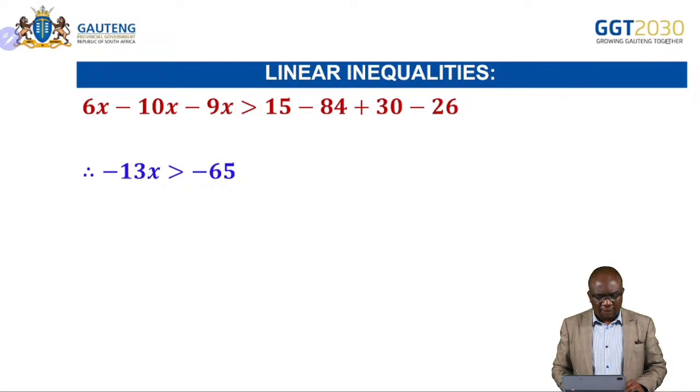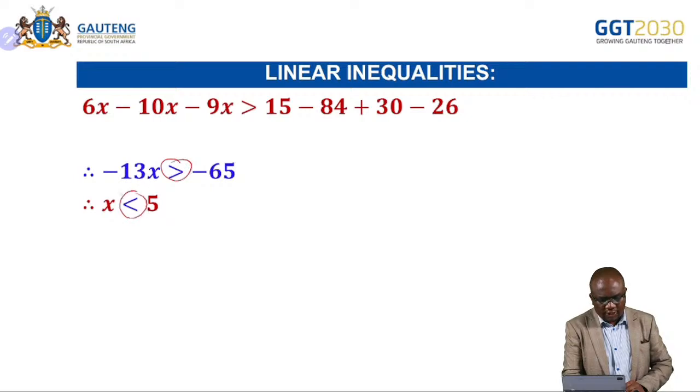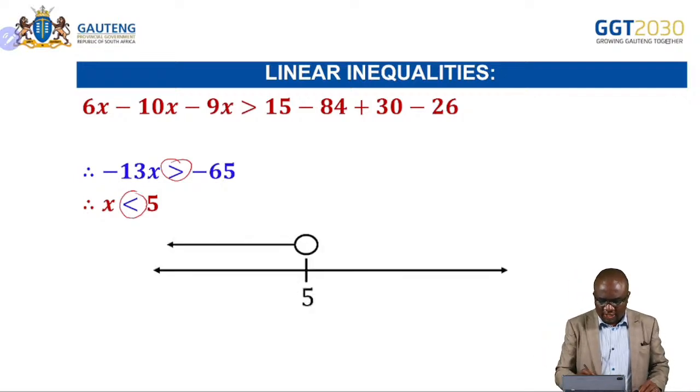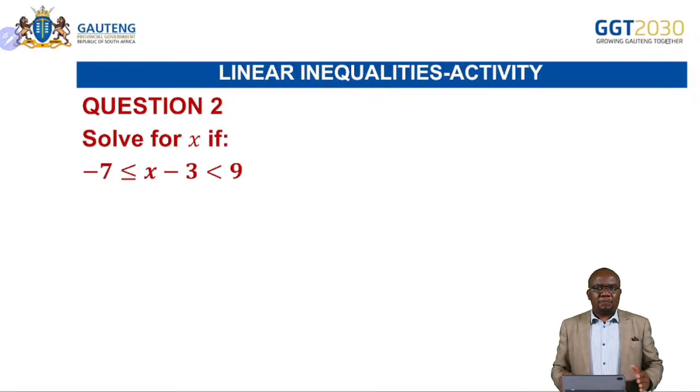So what we do here, the sign changes. Okay, it's not like always the sign changes. Remember, it only changes if you multiply or divide by negative. Okay, and then you illustrate this on the number line. So it means x is less than 5. Still not included. 5 is not included. Okay, right. And then the last one, I'll try to explain this one.